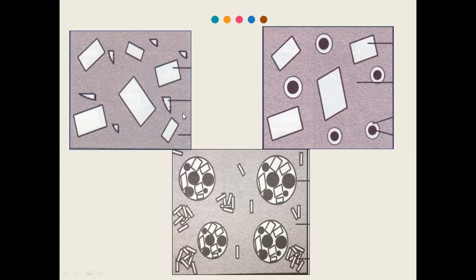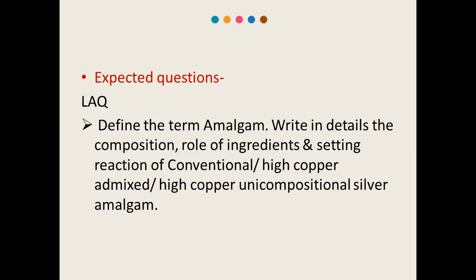So I think this is the simplest way to keep in mind the setting reactions, or the amalgamation reaction, of all these three types of amalgam, which are very important from the exam point of view, because the most commonly asked long answer question is on silver amalgam. The expected question on this topic is: define the term amalgam and write in detail the composition, role of ingredients, and setting reaction of conventional or high copper admixed or high copper unicompositional silver amalgam. This is a very important question, and you should go through it at least twice so that it will be easier for you to understand and write it.